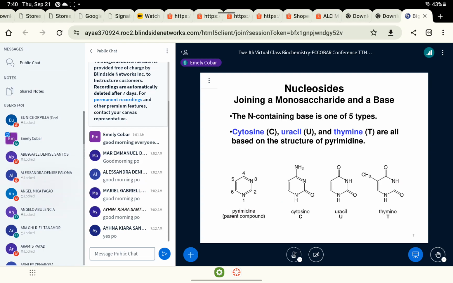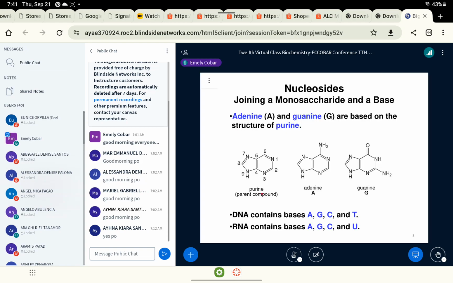If the parent compound is purine, the suffix we add is -osine. So adenine becomes adenosine. That means the adenine joined to the monosaccharide, we call that nucleoside adenosine, and the other one is guanosine. If it is in RNA, the sugar is ribose, so adenosine, guanosine. But in DNA, because adenine and guanine are both present in DNA, we have to add the prefix deoxy.